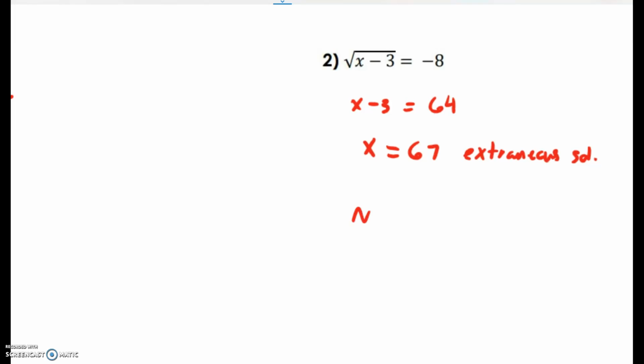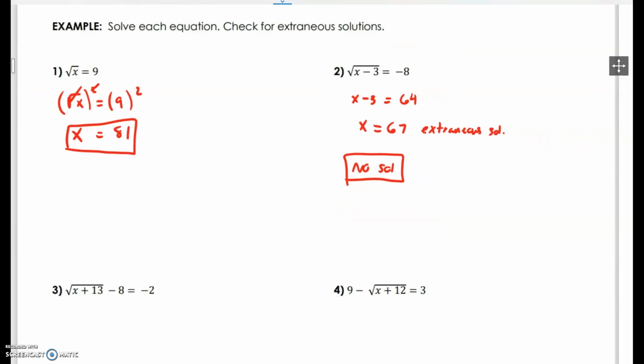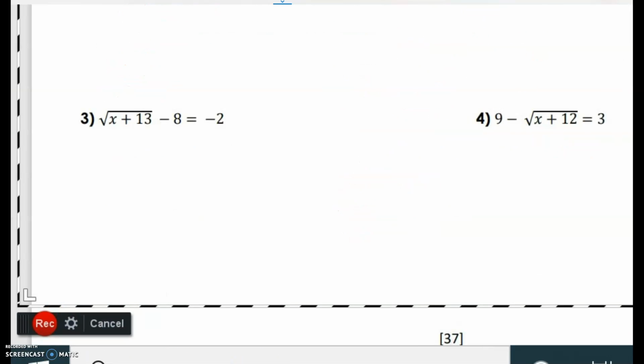Okay, and really there's no solution to this problem. 67 was extraneous. There's not a real solution to number 2, because looking at the problem, some of you probably caught that at the very beginning, but the square root of something can never be negative unless we're talking imaginaries. And right now with an equation, we're not talking imaginary. So this is a no solution problem.